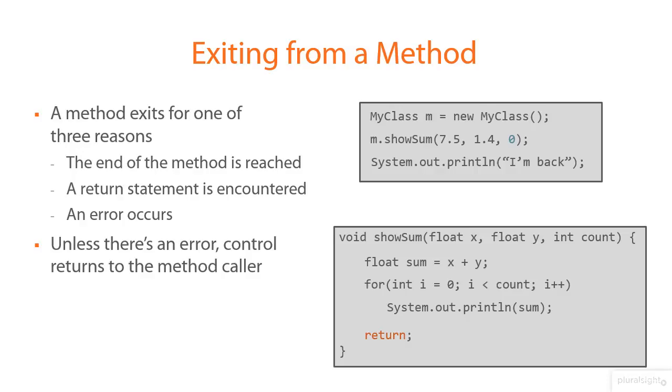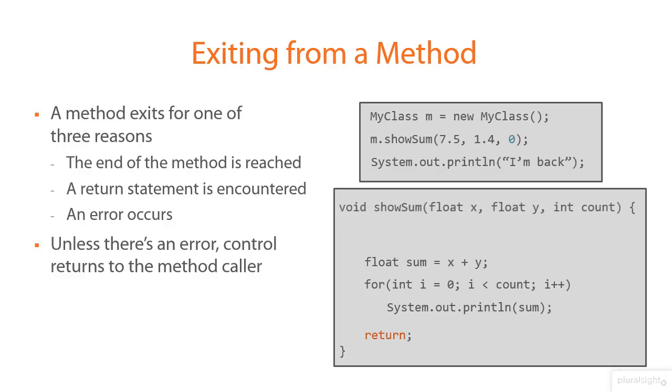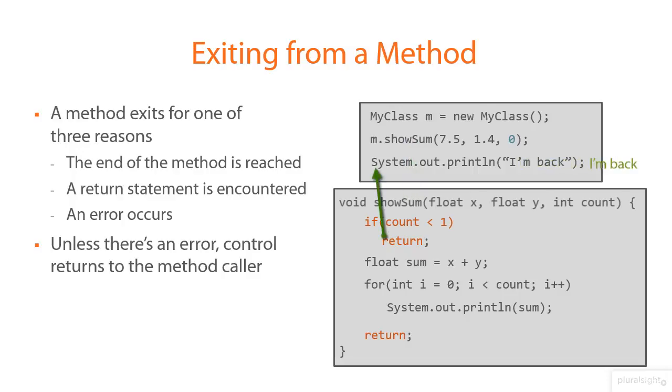Right? So if we go ahead and make a little more room in our method here, what we might do at the very beginning is say, well, if count is less than 1, we know we're not going to do anything, so we're just going to go ahead and return. So in this case, what would happen is we call showSum, control is passed into showSum, we check count, which is 0, so we simply exit back out and print our "I'm back." We end up not doing all that work that we weren't going to use anyway. So the return statements can be placed anywhere inside your method that makes sense for the work that you're doing.